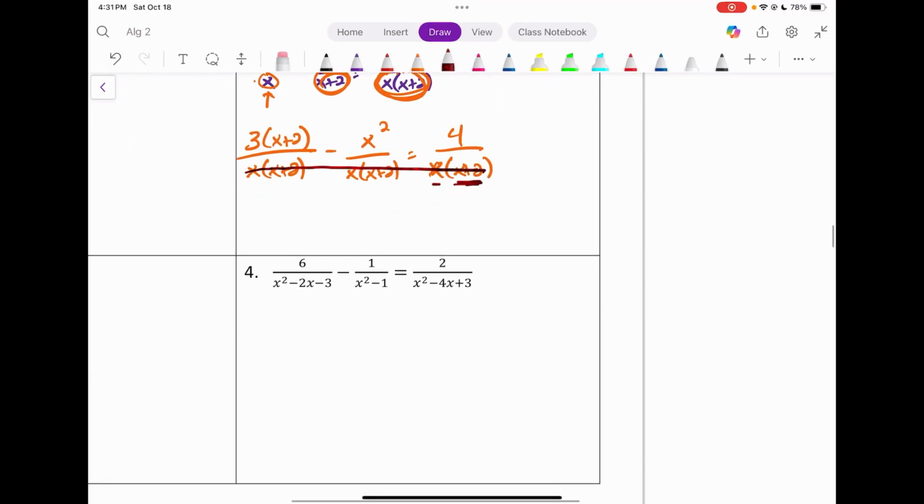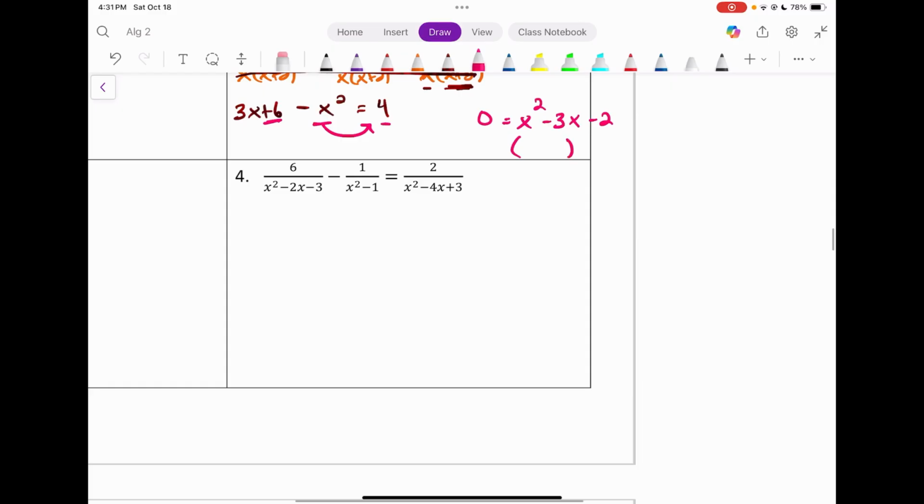And that gives me on top 3x plus 6 minus x squared equals 4. And you now have a quadratic equation. What I'm going to do so that I have a positive x squared is I'm going to move everything to the right side. So I'm going to put my equal sign. X squared becomes positive when you move it over. 3x becomes negative when you move it over. And my 6 I can combine with a 4 by subtracting 6, and I get -2. And now we're just going to try to solve this quadratic by factoring.